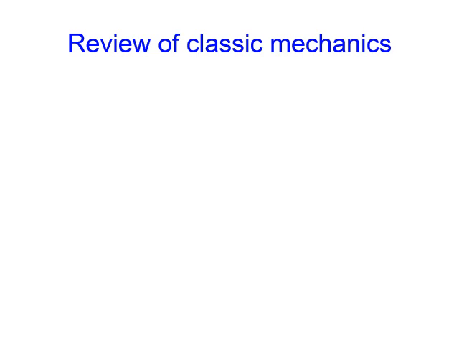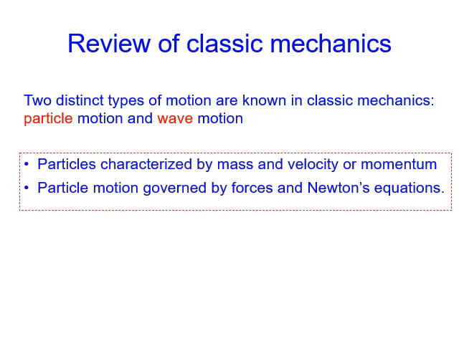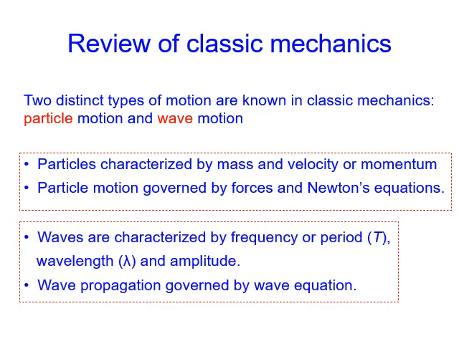Let's first go over some important concepts in classical mechanics. Two distinct types of motion are known in classical mechanics: particle motion and wave motion. Particles are characterized by mass and velocity or momentum. Particle motion is governed by force and Newton's equation. Waves are characterized by frequency or period, wavelength, and amplitude. Wave propagation is governed by the wave equation.